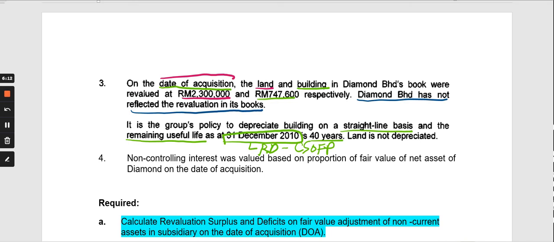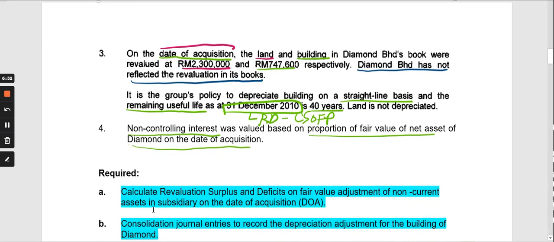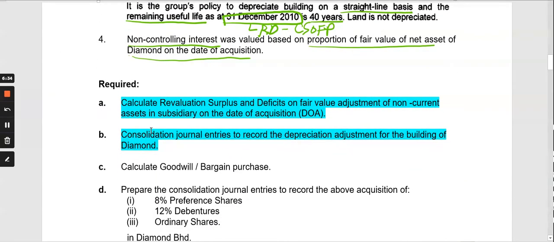The last information tells you how the NCI was valued, and it was valued at the proportion of the fair value of net assets of Diamond on the date of acquisition, so it was just valued based on the net asset figure. So what is required here? You're asked to calculate the revaluation surplus and deficit on fair value adjustment.